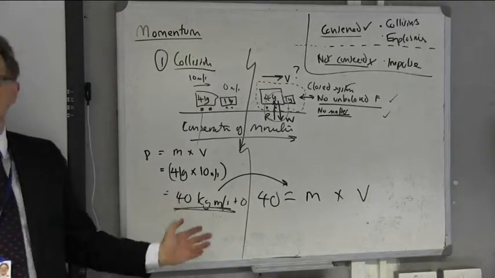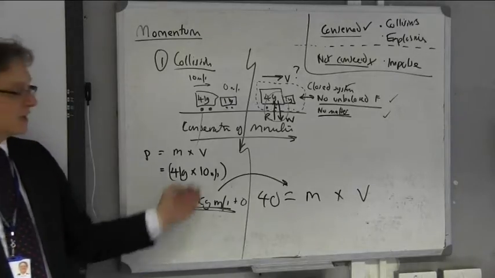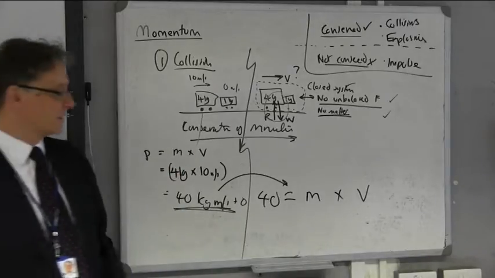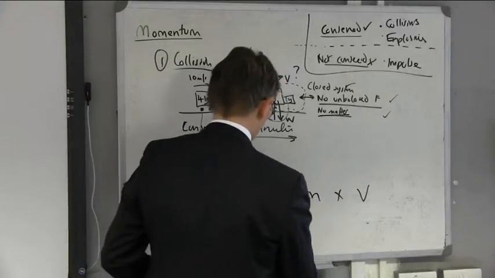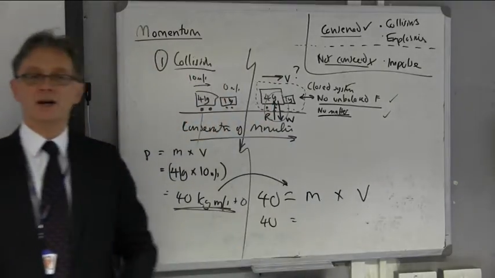That's what's going to get you 3 marks instead of 0, is you work out the momentum before and then just carry it over, all right? Because otherwise you can't do the question, obviously. Okay? What have we got now? We've got 40 is mass times velocity, so it's a bit the other way round now.